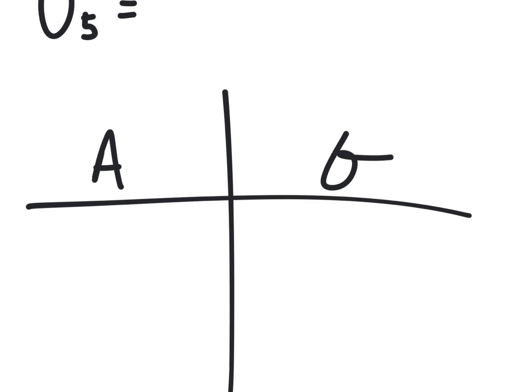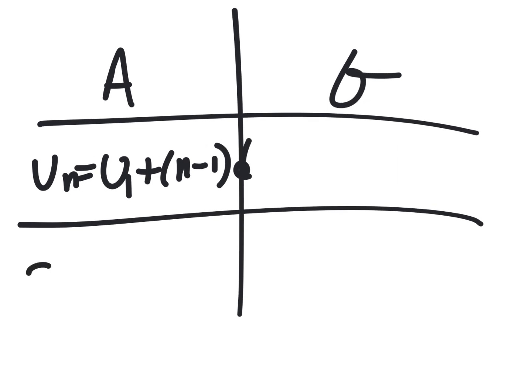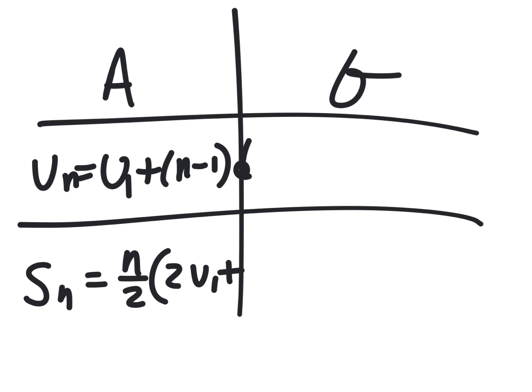And then underneath arithmetic, it's got this u sub n formula. u1 plus n minus 1 times d. But underneath that, it's got something called s sub n. That's the new one for a series. And that goes like this. n over 2, 2u sub 1 plus n minus 1 times d. That looks similar to this one.